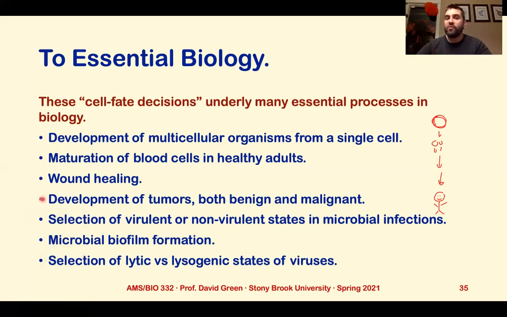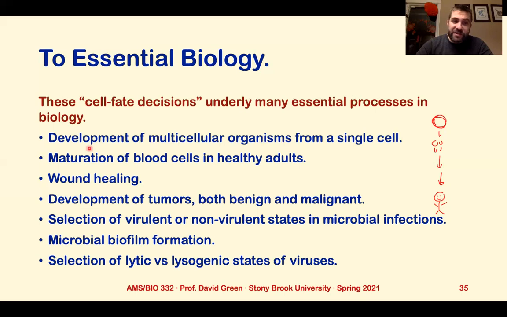Things can also go wrong with these processes. The development of tumors, both benign tumors that don't really cause any deeper issues, and malignant tumors or cancers, fundamentally derive from these cell fate decisions going wrong. That growth becomes improperly controlled. Cell division becomes improperly controlled. Cell movement can become improperly controlled. And cellular differentiation can be improperly controlled.